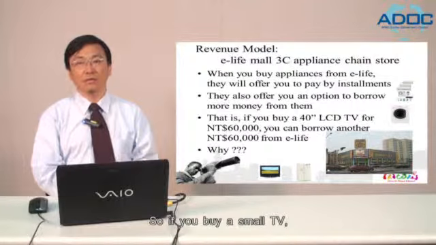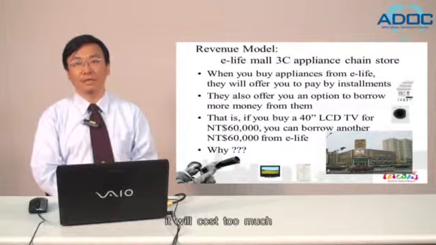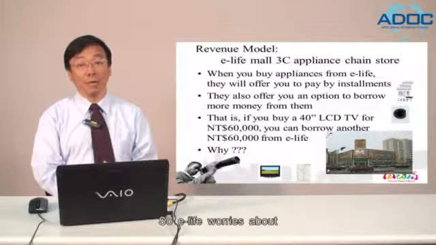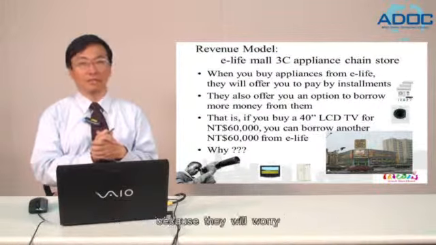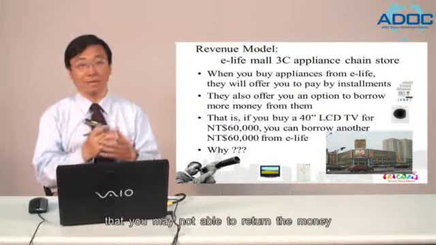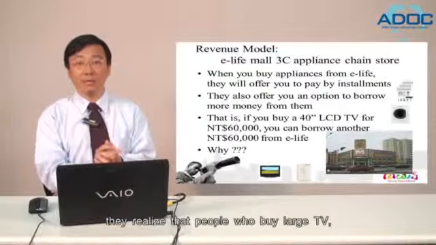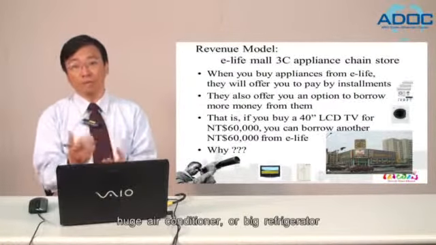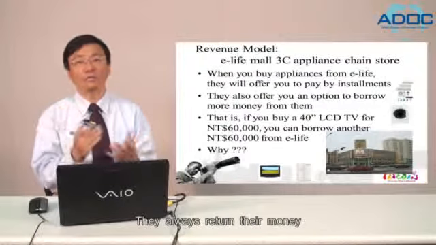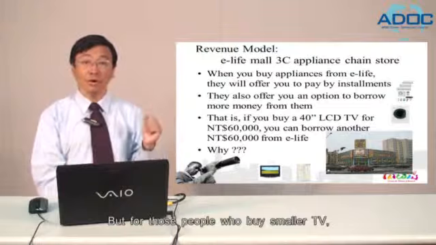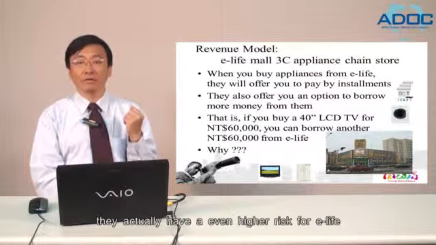So if you bought a small TV, you were more likely to get installments from eLife. If you tried to buy a 40 inch or 50 inch LCD TV, it would cost too much, so eLife worried they might lend too much money to you. They might refuse to lend you the money because they worried you might not be able to return it. But amazingly, when they read the report from their ERP system, they realized that people who buy a large TV, huge air conditioner, or big refrigerator, those people who usually could not borrow money from eLife, always return their money. But those people who buy a smaller TV, smaller air conditioner, smaller refrigerator actually have an even higher risk for eLife.